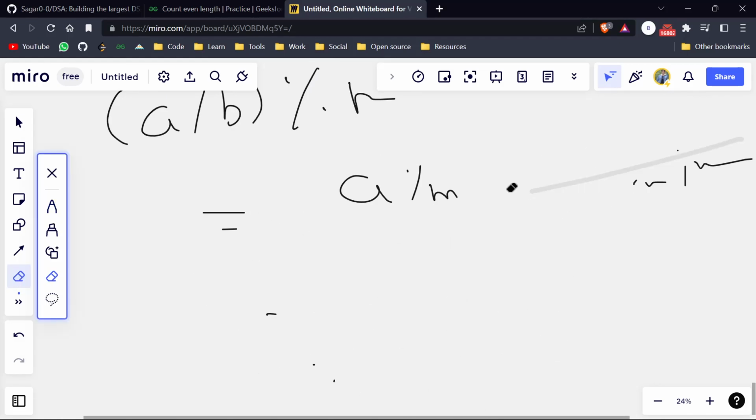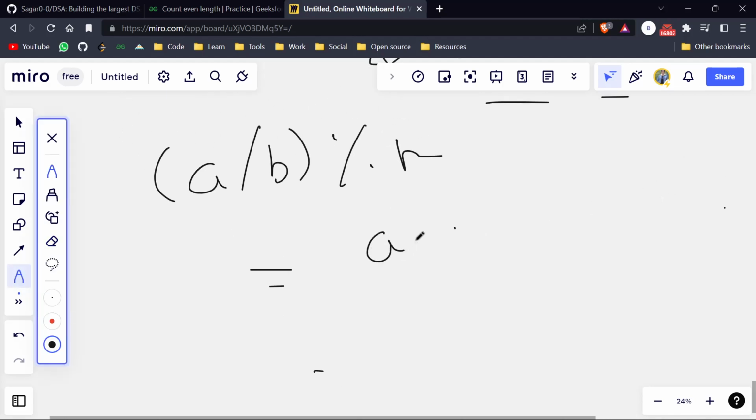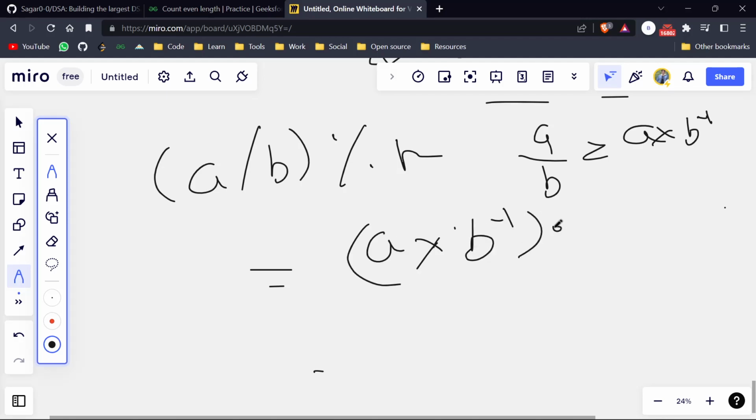So what is the mod property for division? That is a multiply. We know that when we have a by b, we can just write it as a into b to the power minus 1. So we will write the same thing here, b to the power minus 1 mod, and we just have to find the mod of this value now.